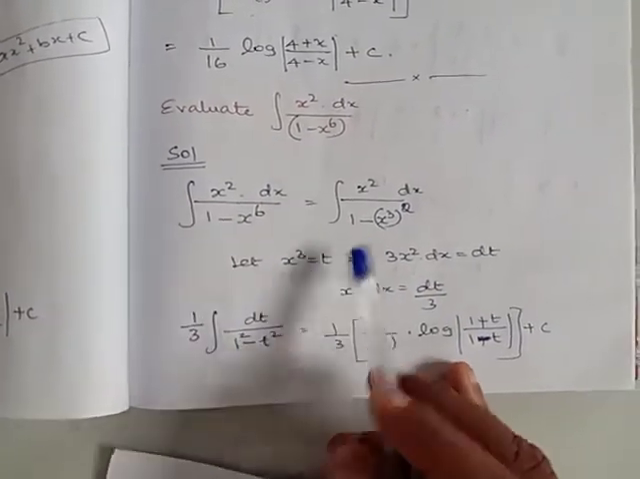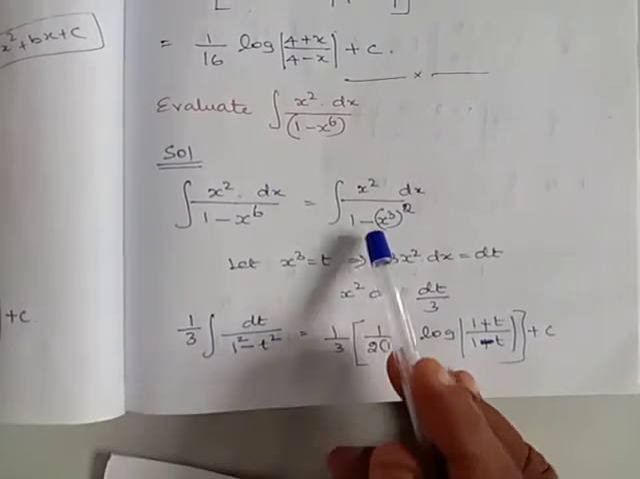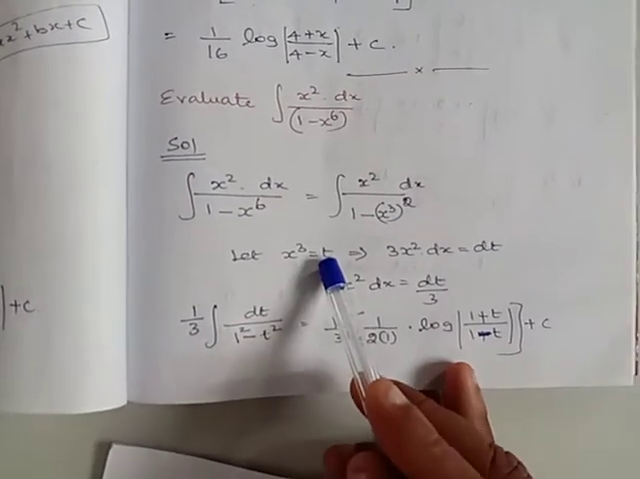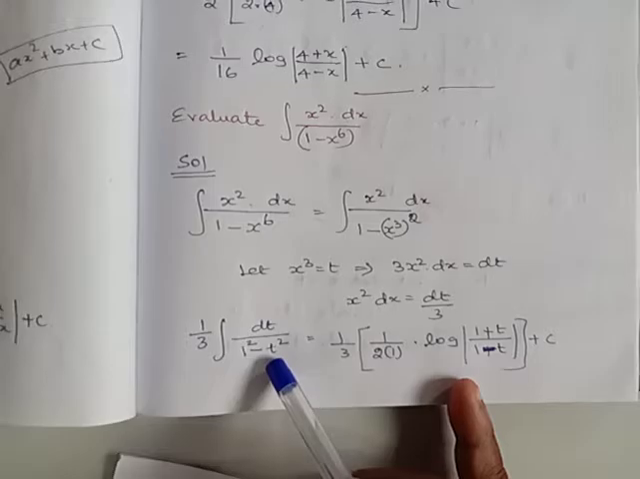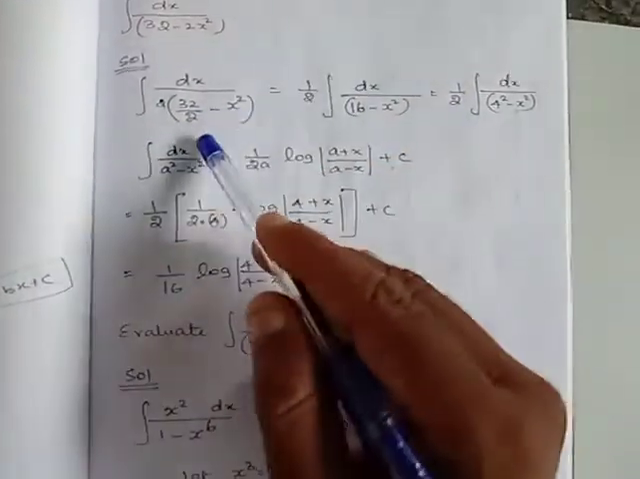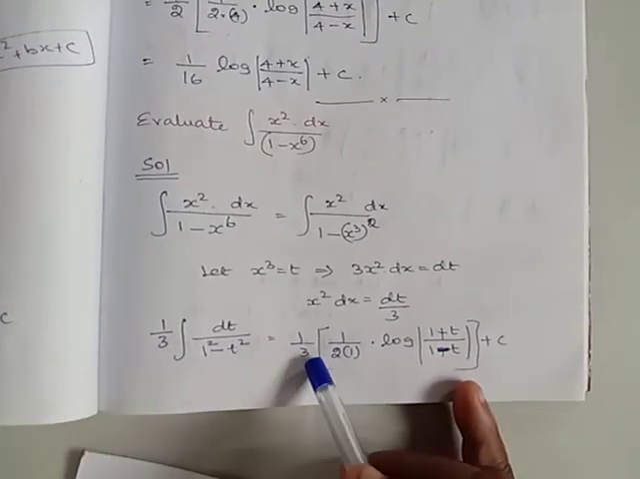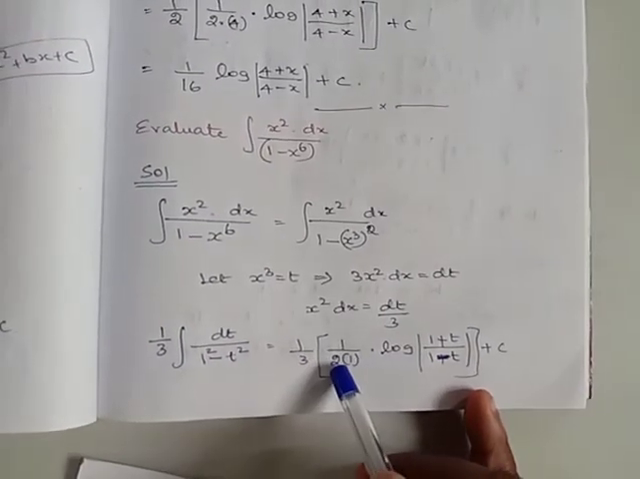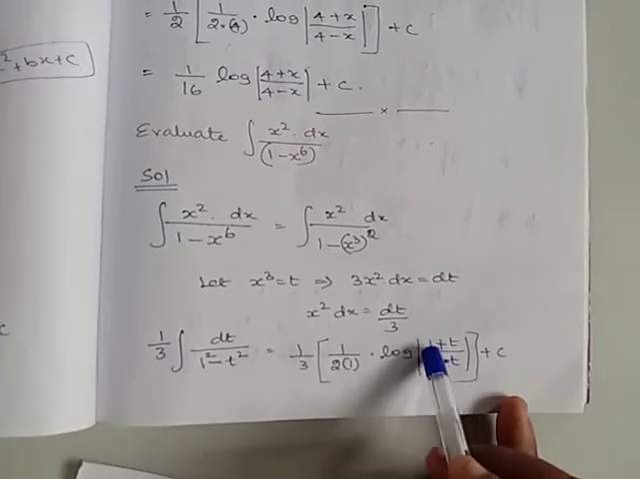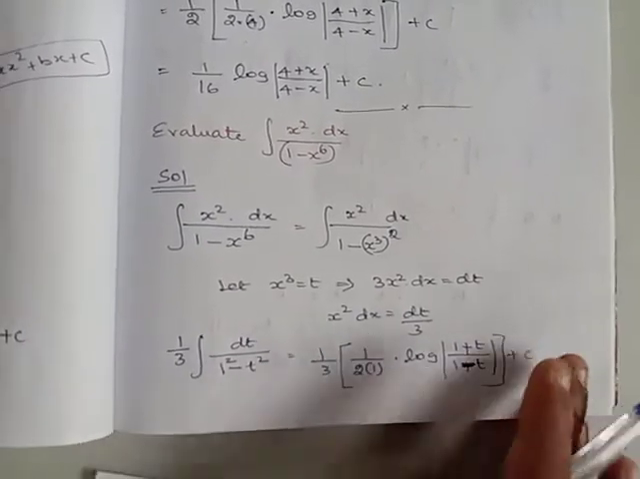The 3 has been written outside. This 1 is written as it is, minus, in place of x cube we substitute t. So it is in the normal formula that we have seen, so we are applying the formula directly. 1 by 3 is written as it is. The formula is 1 by 2a into log mod a plus x divided by a minus x.